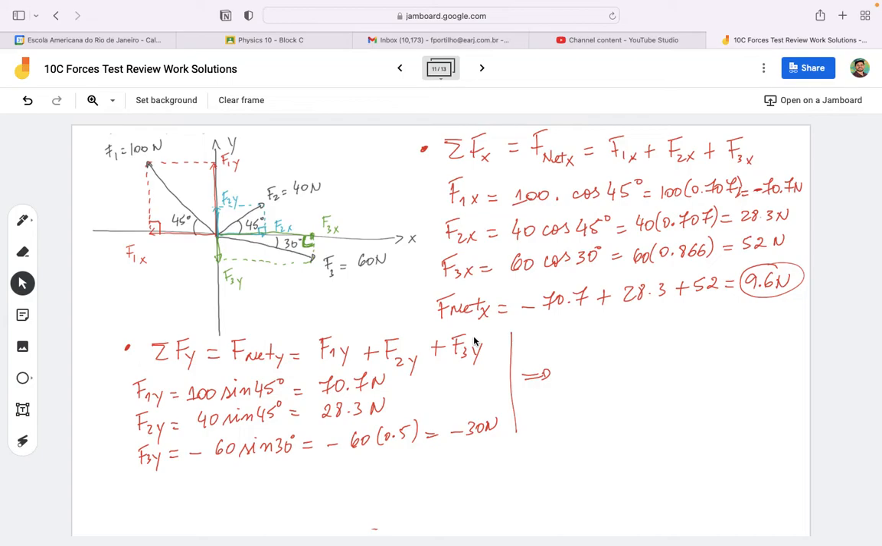And we need to add up all of the vector add the y components of the net force. I'm sorry, just doing this in a hurry because this video is going to be a little bit long. So let's see here. So then we put 70.7 plus 28 minus 30.